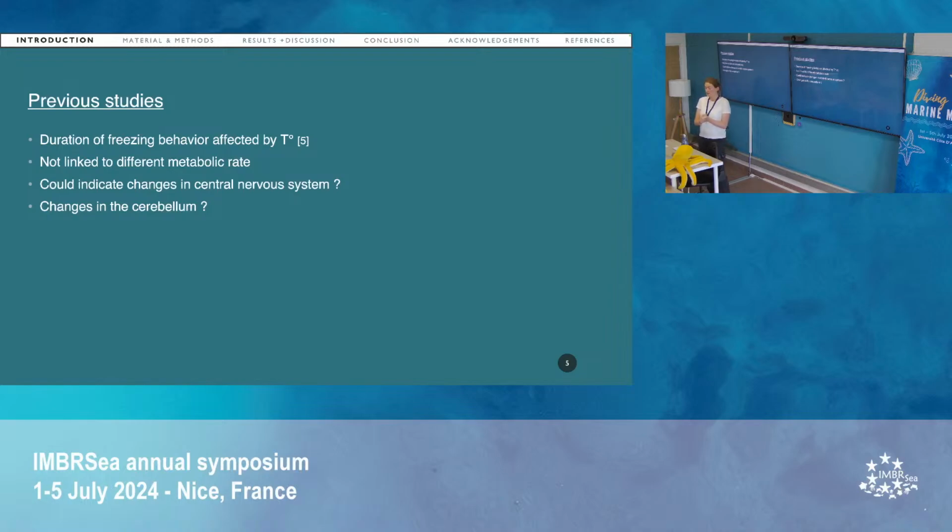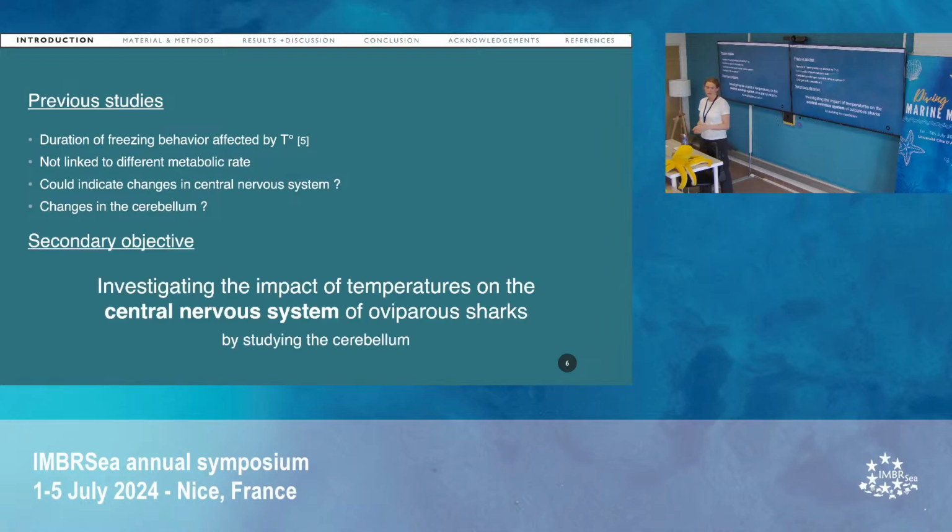And since for the teleosts, so the teleosts are the bony fish, so not the sharks, for teleosts and for mammals, the cerebellum is involved in a lot of different mechanisms, but also in the fear response. So we hypothesized that changes in the central nervous system could be seen on the cerebellum, or in other words, that changes in the freezing behavior could be due to changes in the cerebellum. So that's leading to the second objective, which is investigating the impact of temperature on the central nervous system of oviparous sharks by working on the cerebellum.